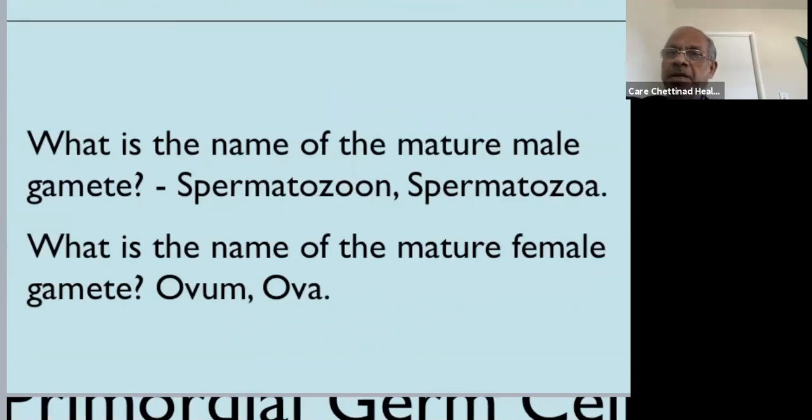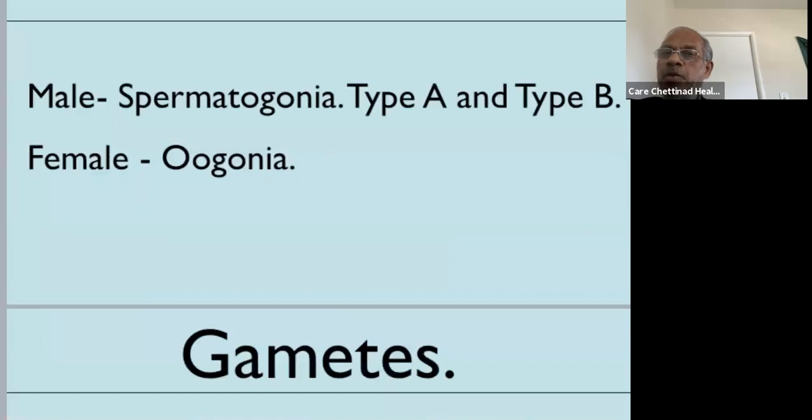gametes. The male gamete, as you all know, is spermatozoa. The singular is spermatozoon; spermatozoa is plural. The primordial germ cell is spermatogonia in the man and oogonia in the woman. There are two types, type A and type B.